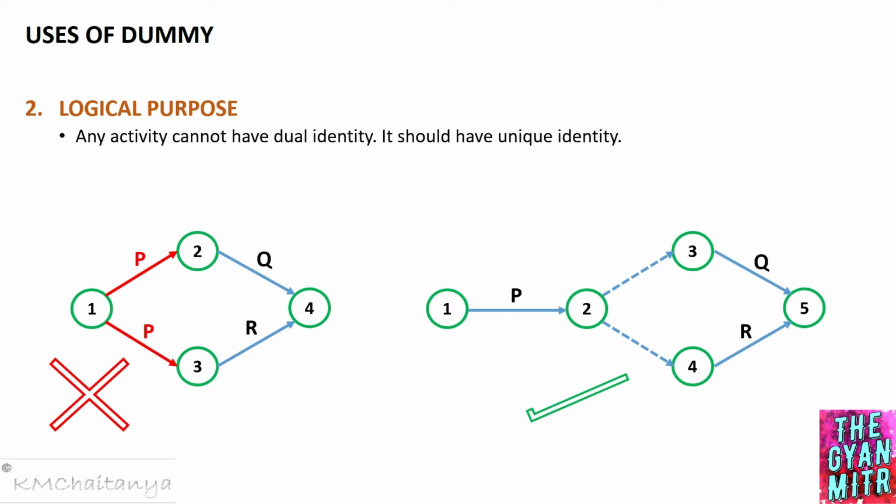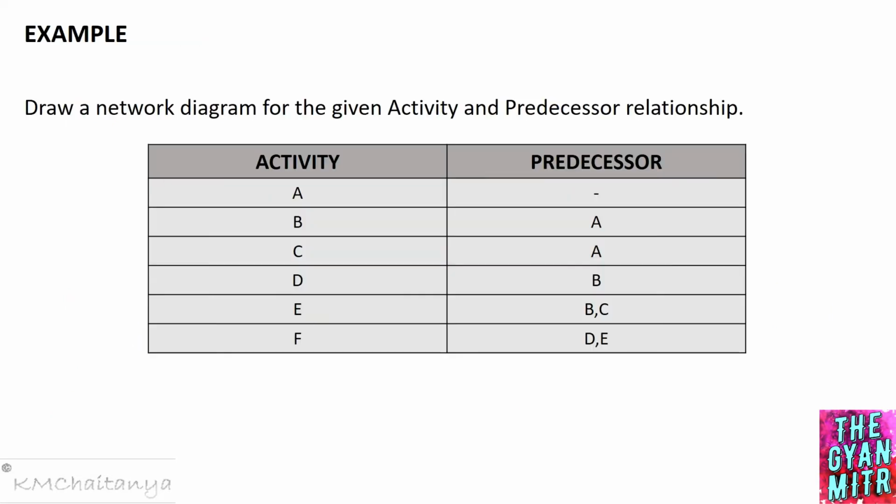So now we'll take up a couple of examples in order to understand the real-time application of using a dummy activity in a network diagram. So we'll take up the first example. We are supposed to draw an activity on arrow network diagram, AOA network diagram, for the given activity and predecessor relationship. So we totally have 6 activities, A to F, and then we have the predecessor relation. Now we'll try to draw the network diagram and see what are the challenges that we are going to face in order to draw this network diagram, right?